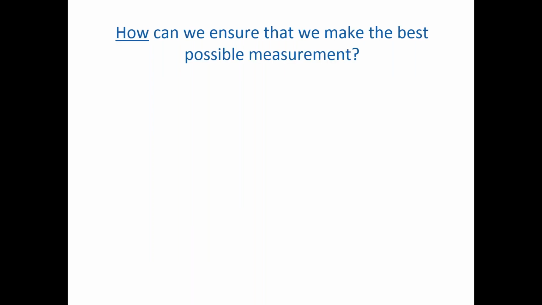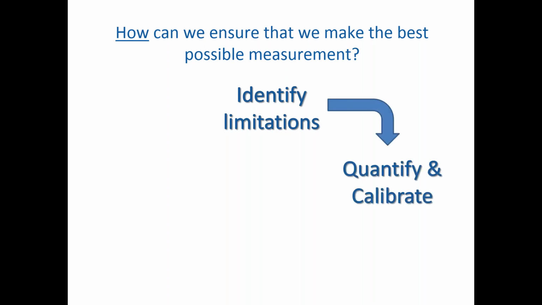So we need to ask ourselves, how can we make the best possible measurement? And this is a multi-stage process. We have to start by identifying the limitations in whatever it is that we're looking to do. Having identified those limitations, we may want to try and quantify them, and if they're a limitation of the equipment itself, we may want to try and calibrate for any variations that we see.